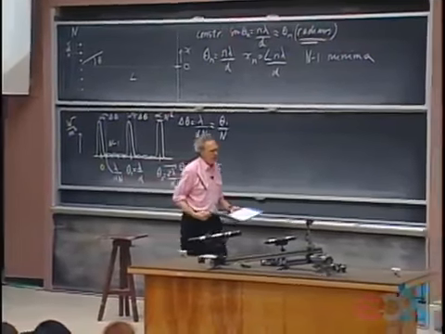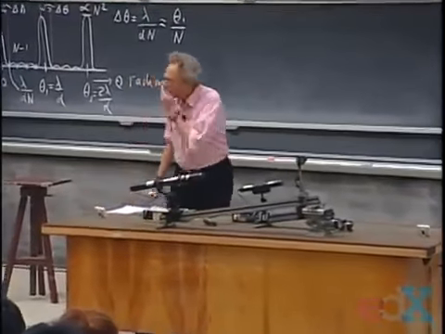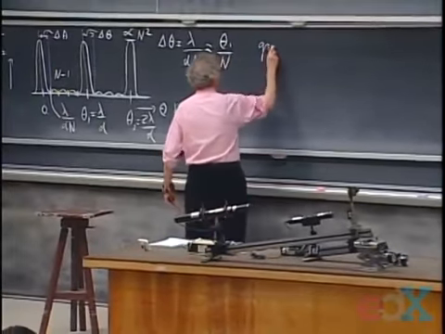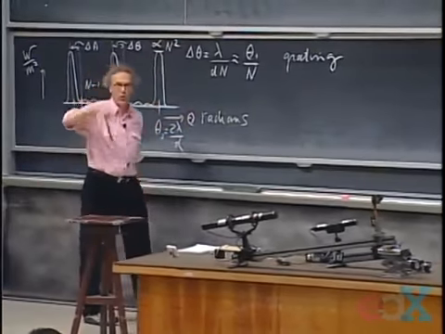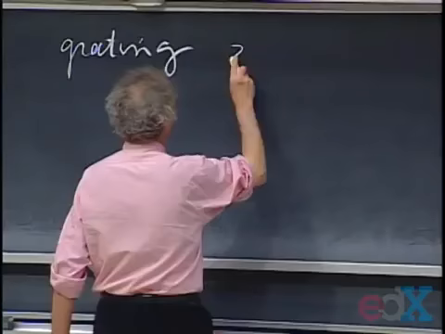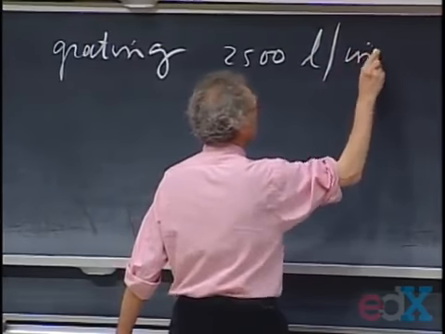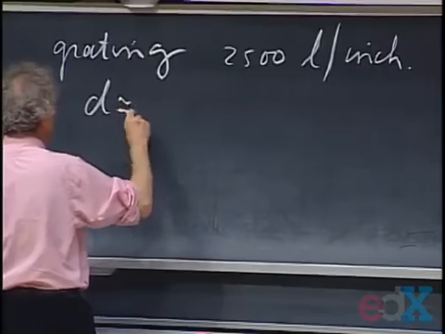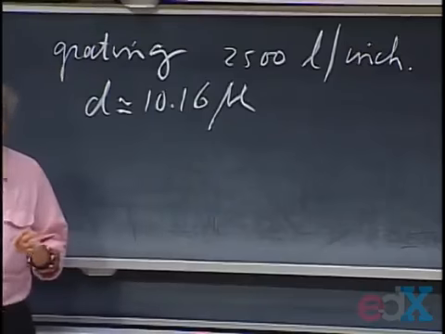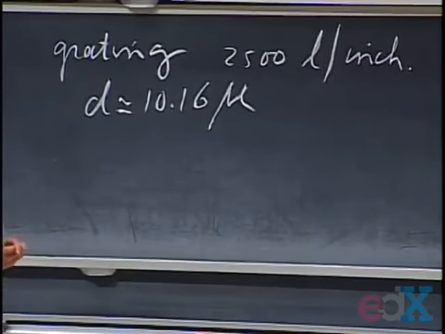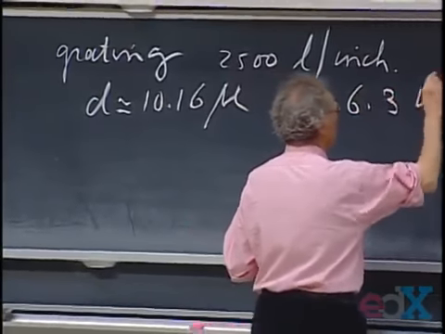And I want to demonstrate this to you using our red laser, which we have used before. And I will use what we call a grating. A grating is a plate which is specially prepared, a transparent plate, which has grooves in it. And the one that I will use has 2,500 grooves, we call them lines, per inch. That means the separation d between two adjacent grooves, in my case, is about 2.16 microns. A micron is 10 to the minus 6 meters. And the wavelength that I'm going to use is our red laser, which is about 6.3 times 10 to the minus 7 meters.